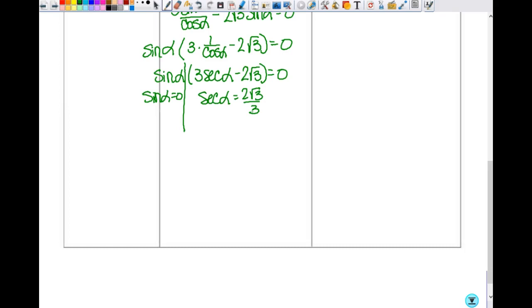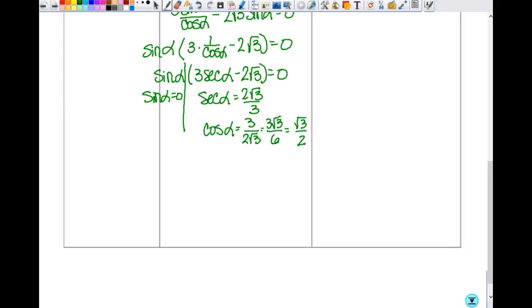Can I cancel those 3's out? No. But I don't really want secant. I want to make that cosine. So that's going to be 3 over 2 square root of 3, which is 3 square root of 3 over 6, which is square root of 3 over 2. Bless you. So now I have sine of alpha equals something and cosine of alpha equals something.